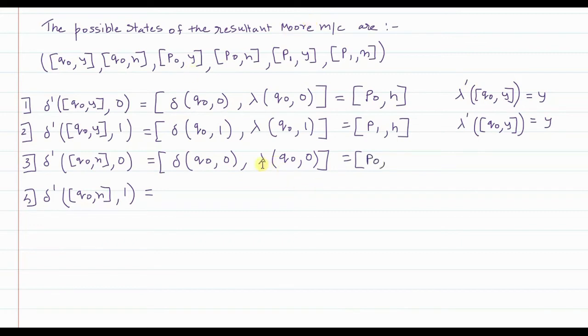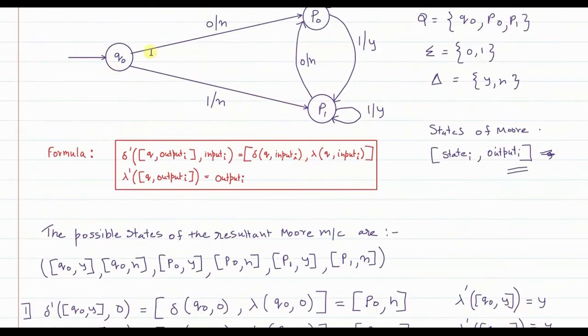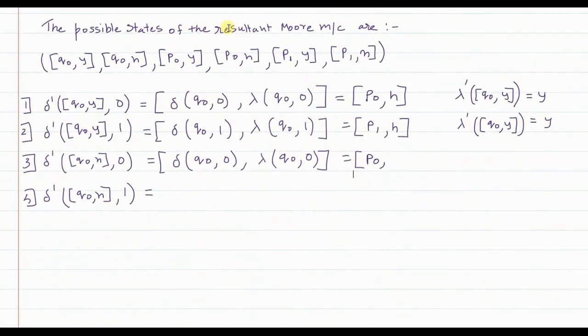And what is the output that is generated for the transition from Q0 on 0? From Q0 on reading 0, the output generated is n. So you will write P0n. Fine. And now what is the output that is associated with the state P0 comma n? It will be the output itself, that is n.